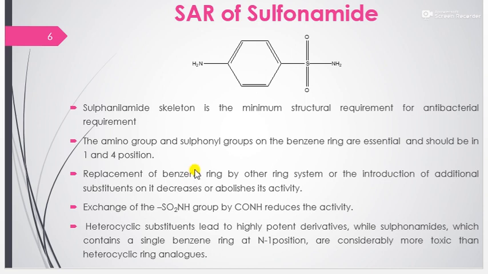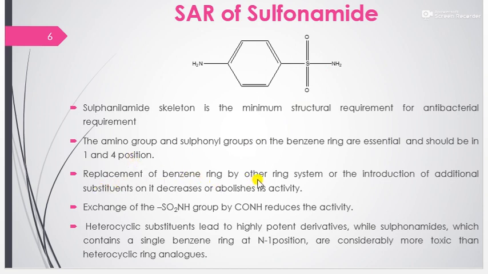Now we are going to study the structure activity relationship of sulfonamides. Now you can see this structure, that is the sulfonamide skeleton. It is the minimum structural requirement for the antibacterial activity of the sulfonamide. The amino group and the sulfonyl group on the benzene ring are essential, and they should be in positions 1 and 4. You can see in the structure, this is your amino group and this is your sulfonyl group. This should be present to show the activity.